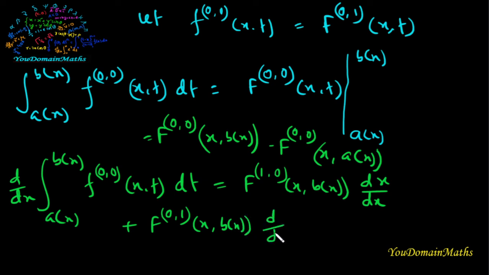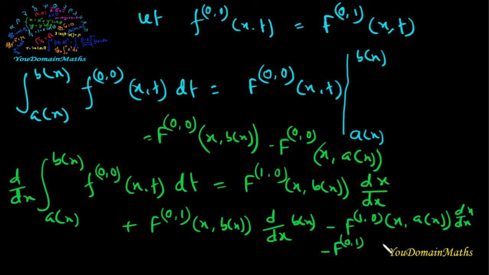So we differentiate b of x with respect to x, and similarly for this function, we can write f of 1 comma 0 at x comma a of x, minus, so there is another term, minus f of 0 comma 1 at x comma a of x, and d a of x divided by dx.